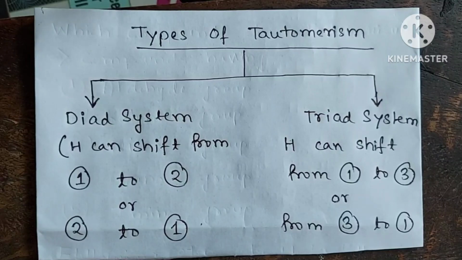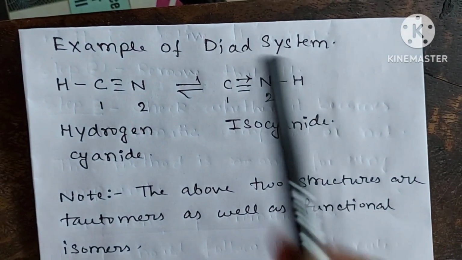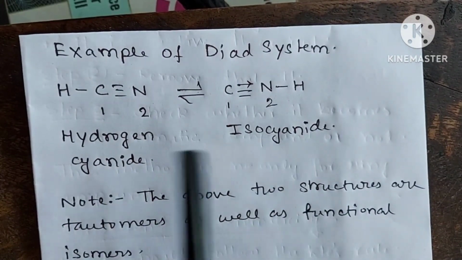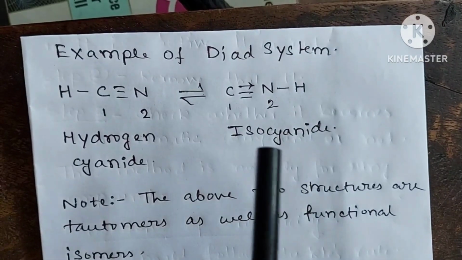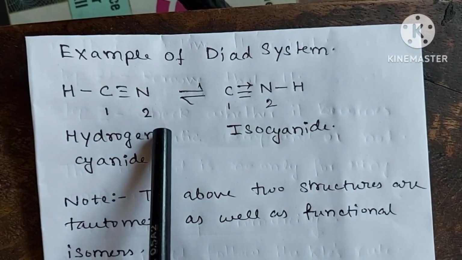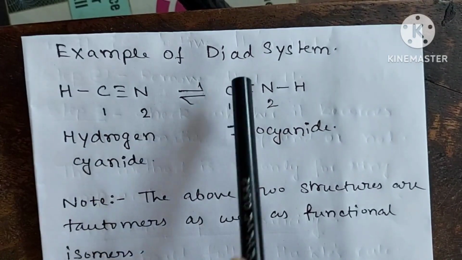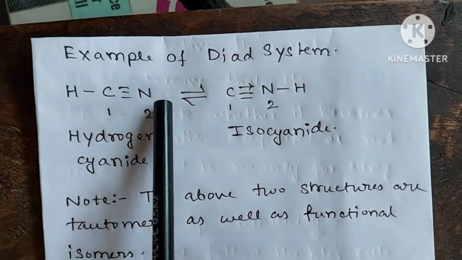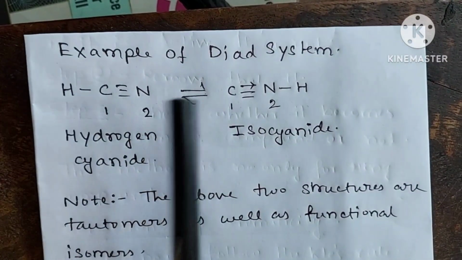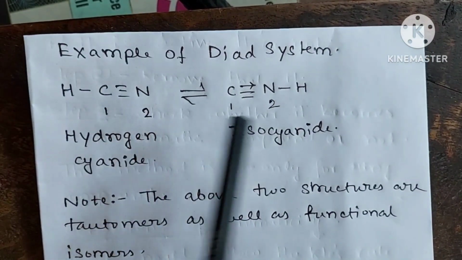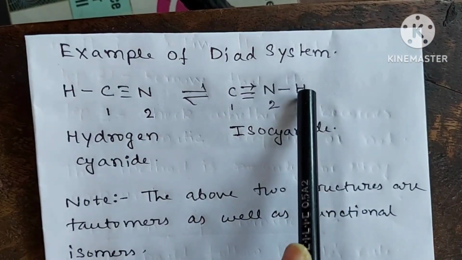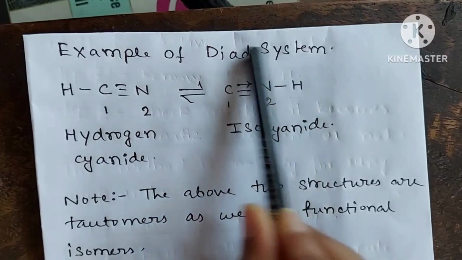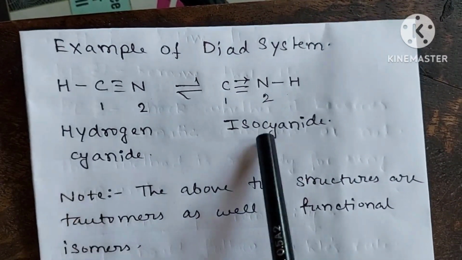First, we will see the example for dyad system. See here, this is the example of dyad system. Here, we have taken the example of cyanide, which is changing to isocyanide. Here 1 and 2 we have marked. This one is 1 and this one is 2, and here also this one is 1 and this one is 2. See here, the hydrogen is going from 1 to 2. When we start from this side, the hydrogen is going from 1 to 2. If we start from the other side, the hydrogen will go from 2 to 1. This is hydrogen cyanide and this is isocyanide.